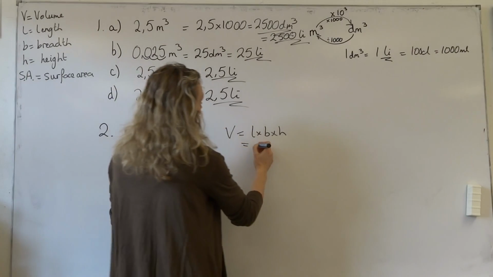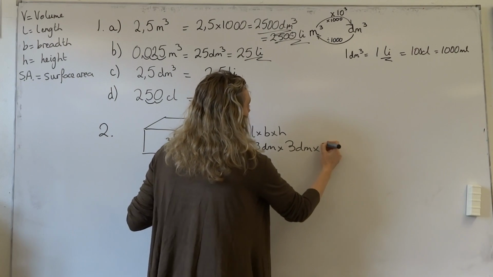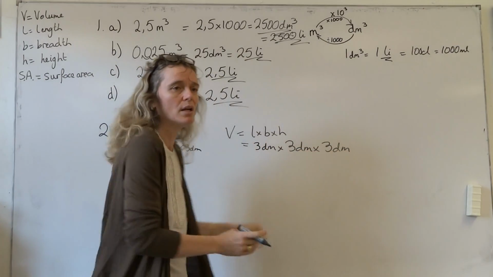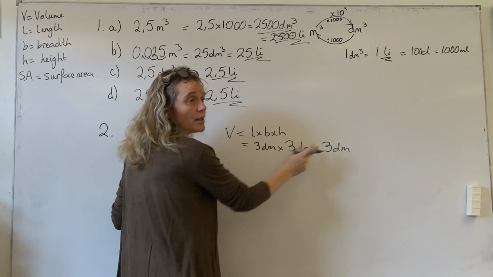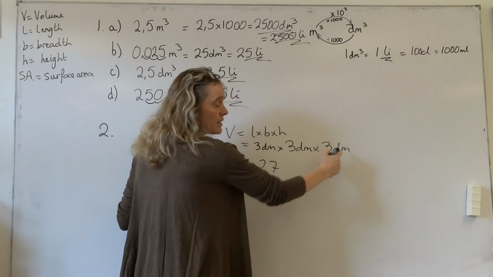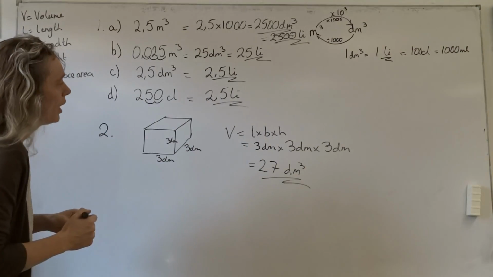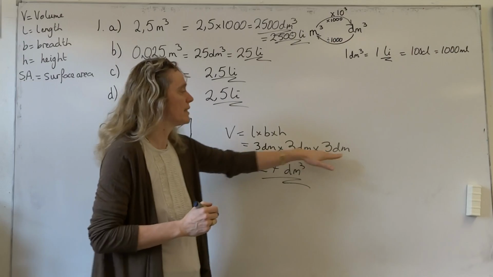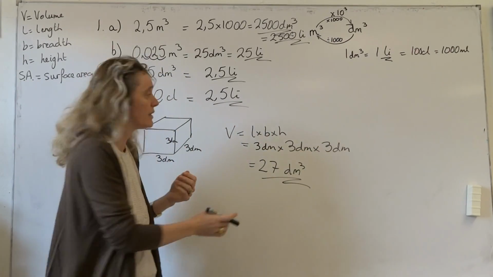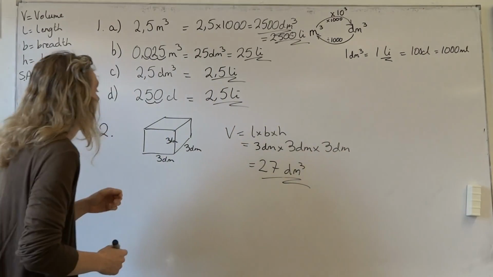So I can now start using symbols straight away because I've defined my terms. My length is 3 decimetres, my breadth is 3 decimetres, and my height is 3 decimetres. Notice that I keep my units in here as well. 3 times 3 is 9, 9 threes are 27. Decimetre times decimetre times decimetre is decimetre cubed. It's very useful if you keep your units in here. You're making sure that you've not got units of centimetres mixed up with units of decimetres. You're making sure that you always put your units in at every step of the way.